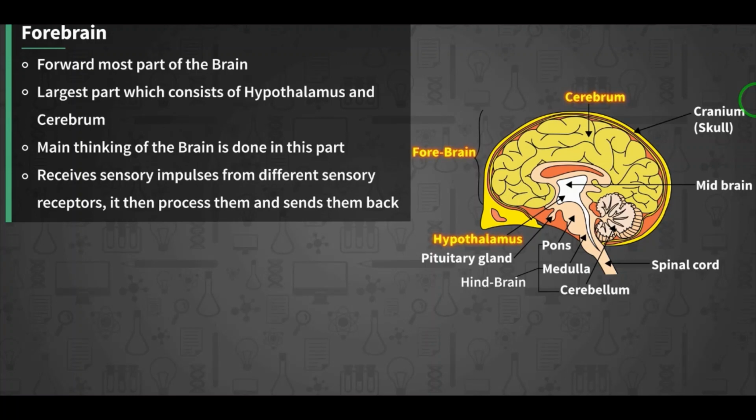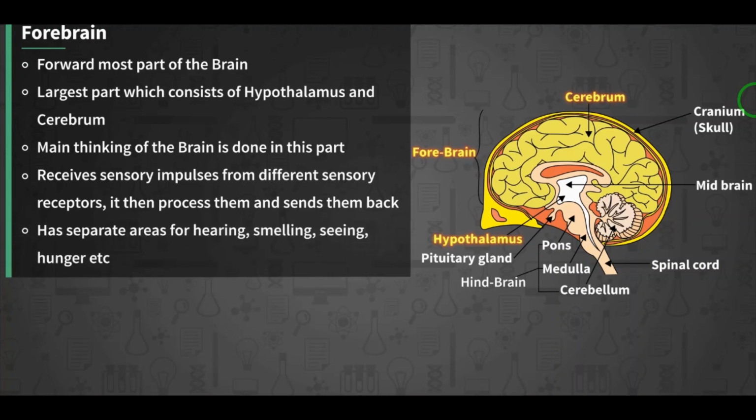Then the main thinking of the brain is done in this part; it is the main function, thinking. It receives sensory impulses from different sensory receptors, processes them, and sends the impulses back. It also has separate areas for hearing, smelling, seeing, hunger, etc.